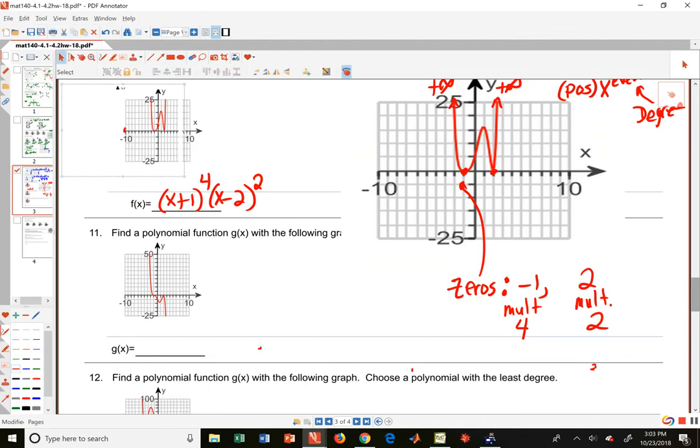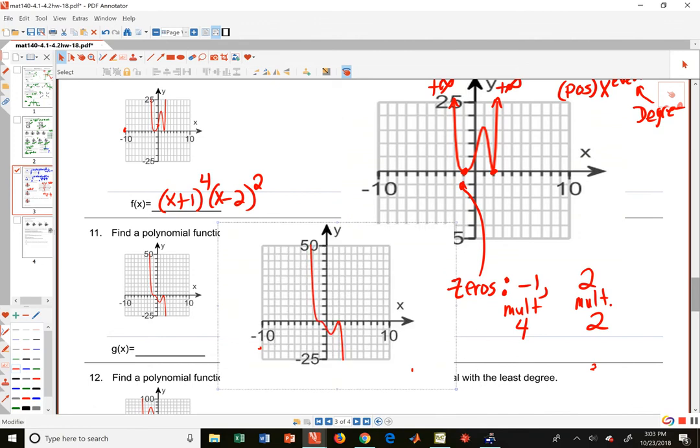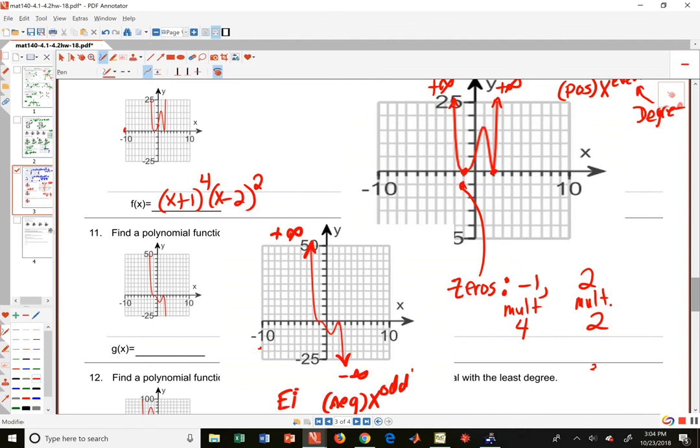So let me paste this in here, and I'm going to cover up some of these words for the sake of seeing this a little bit better. Now, this function has odd end behavior with a negative leading coefficient, because we're coming out of positive infinity and we're leaving out of minus infinity. So this has got to be negative odd degree end behavior. I'll put EB here. End behavior. The end behavior is negative x odd.